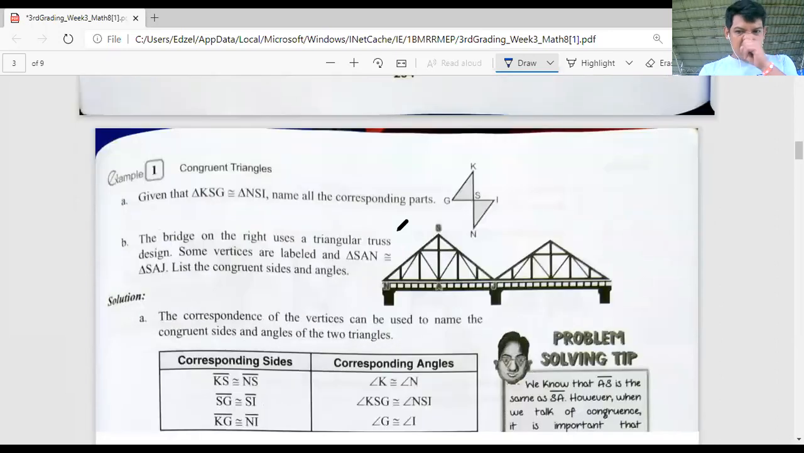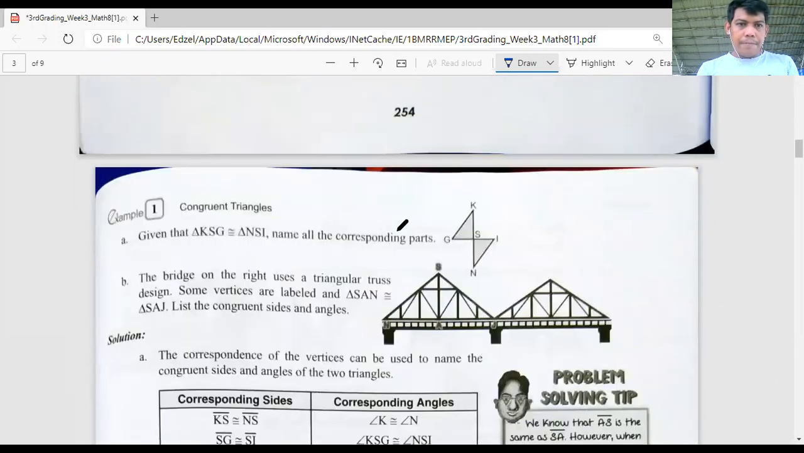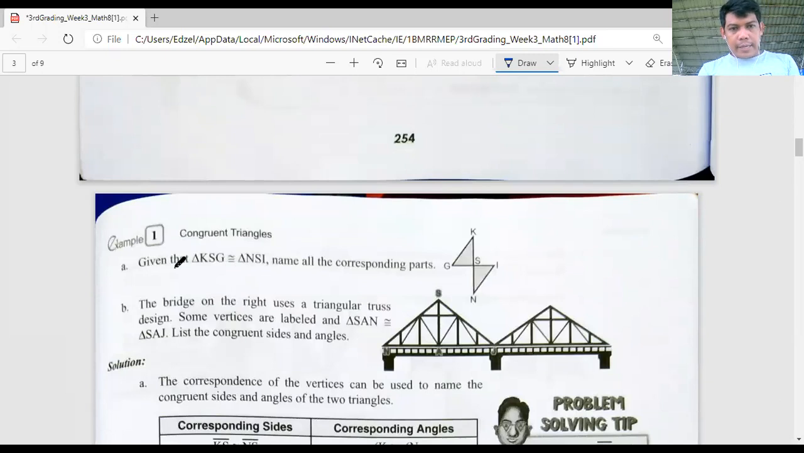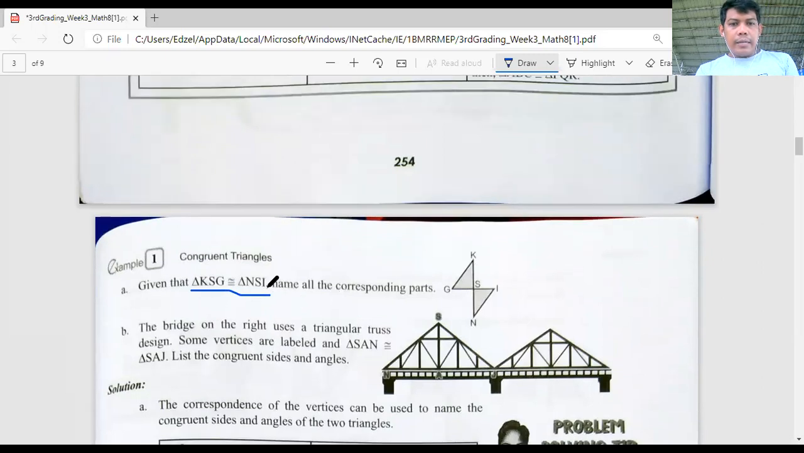Okay, example number 1. Congruent triangles, given that triangle KSG is congruent to triangle NSI. Name all the corresponding parts.